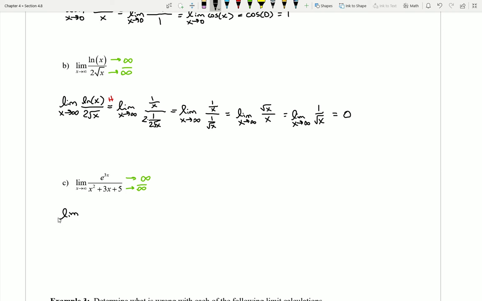So here I have, let's see, e to the 3x. I'm working with x squared plus 3x plus 5, and I'm going to implement here L'Hopital's rule. So this is going to give me a limit as x approaches infinity, and I'll take the derivative of the top and the bottom. Now, the derivative of the top here is actually just going to look like 3e to the 3x. Just got to make use of a little chain rule there. In my denominator, I'm going to get 2x plus 3.